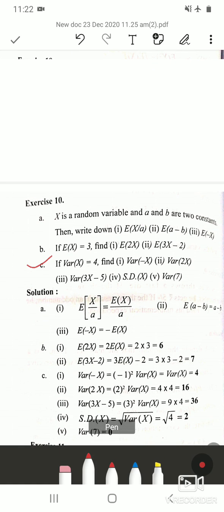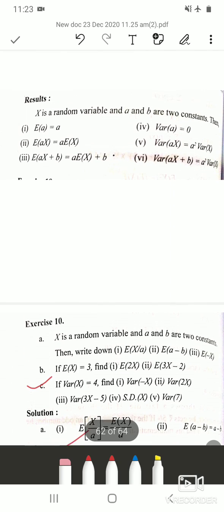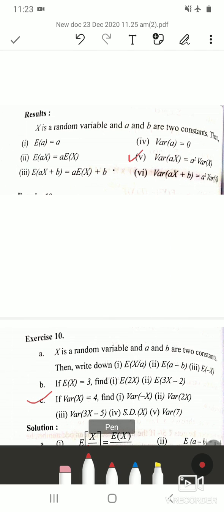So the third sub question is, if variance of x is 4, then find variance of minus x and variance of 2x. Just like we solved expectation of minus x, we can solve variance of minus x too. This can be solved using the fifth result, that is variance of ax is a square into variance of x. So in place of a we have minus 1. So minus 1 square would be plus 1.